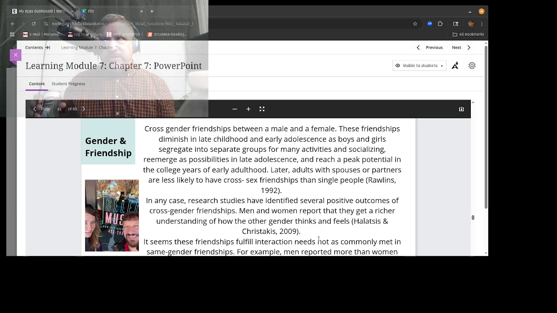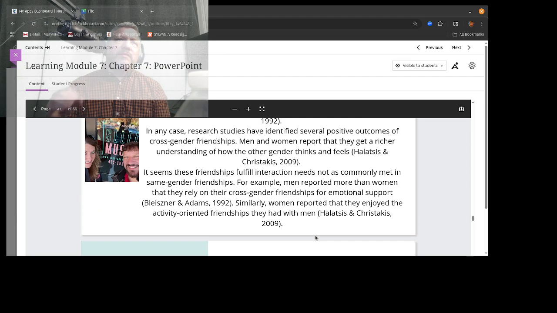Now, cross-gender relationships are wonderful. They are rich. They can provide so much for both people. Because think about this, I can talk to one of my female friends about what my wife might be experiencing and get their point of view from a woman versus a man. It helps us understand how the other gender thinks. These friendships fulfill interaction that is not as commonly met as same-gender relationships, right?